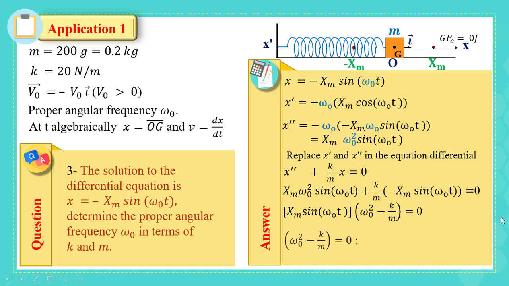This one is not 0, it's a time equation, then we can say omega 0 squared minus k over m equals 0, thus omega 0 squared equals k over m, and omega 0 is radical k over m.